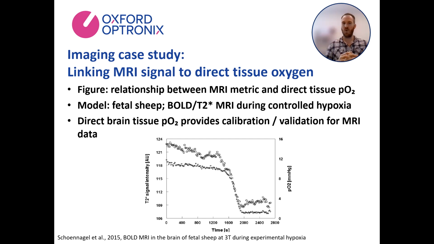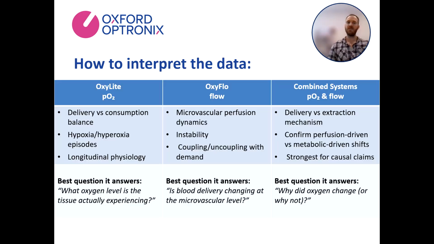All right, we've seen flow only, oxygen only, and combined examples, so let's make the framework a bit more explicit. And finally, this is the how to interpret what you just saw slide. So the OxyLite on its own gives you tissue PO2 in millimeters of mercury and provides a direct readout of local oxygen availability. It's excellent for capturing hypoxia and hyperoxic episodes and for longitudinal physiology. And as you saw in the TBI and seizure study, continuous oxygen alone can be enough to uncover mechanism-relevant physiology.